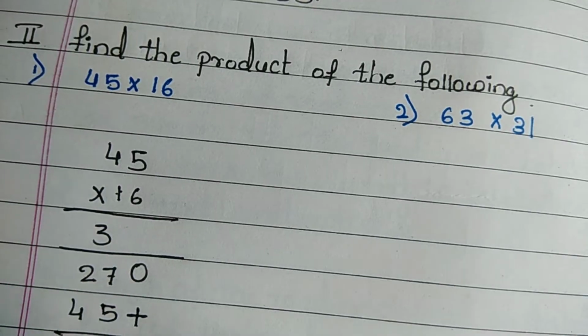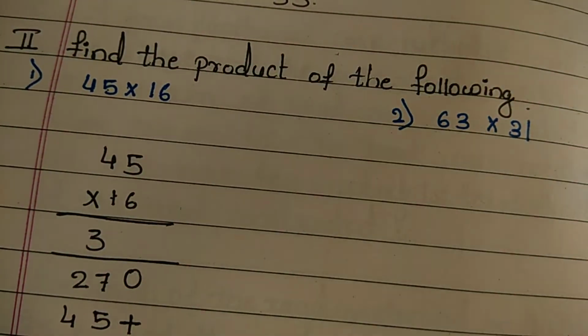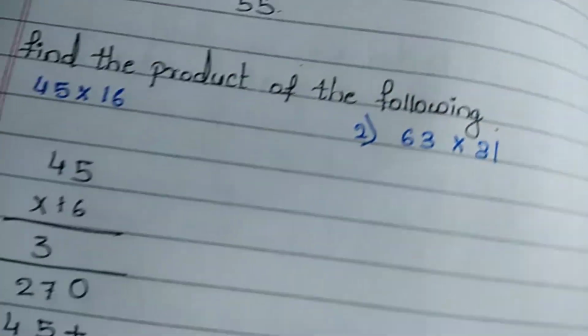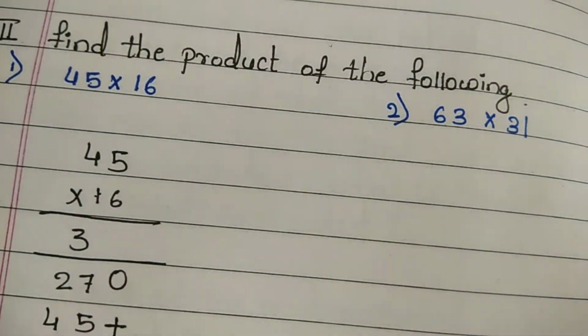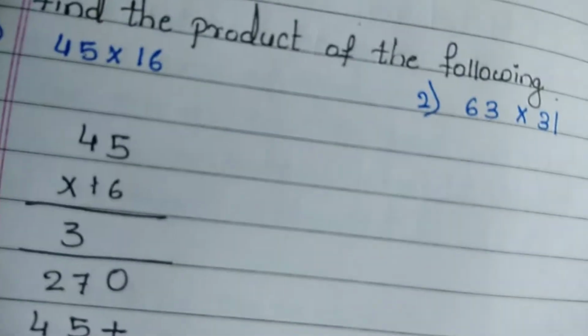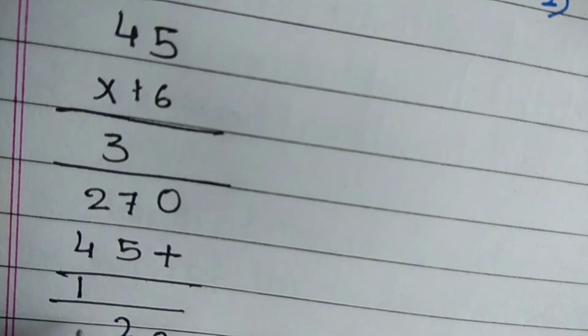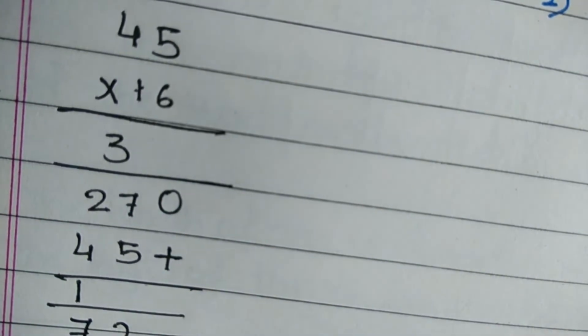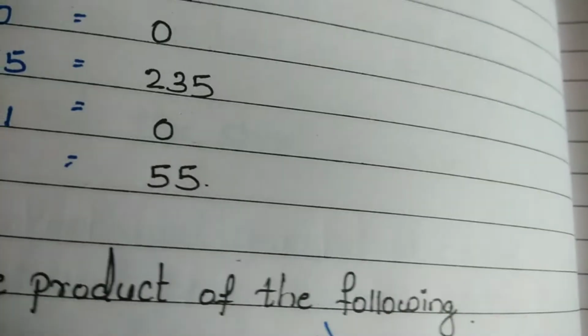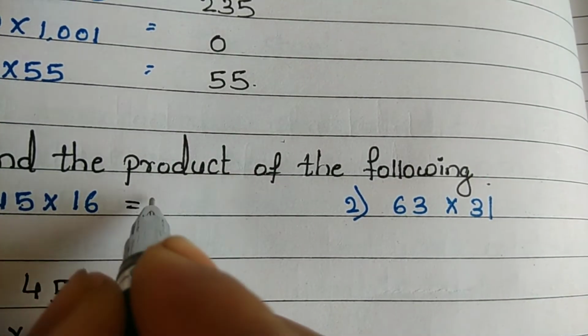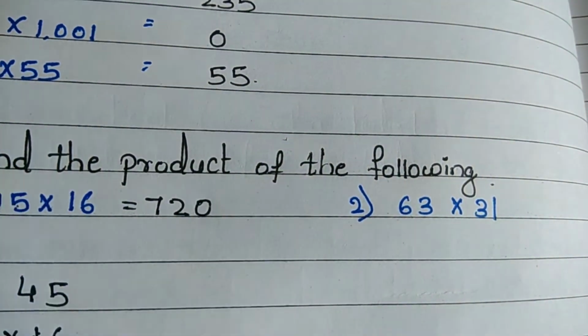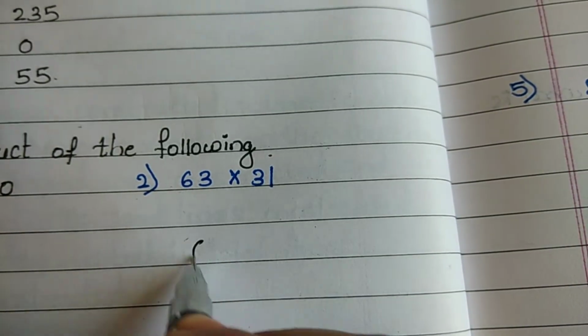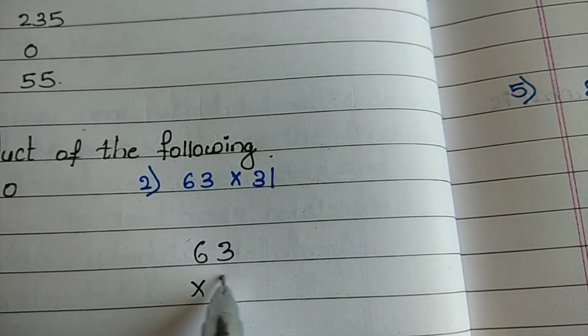Addition sign is there, so the last digit is 0. 7 plus 5 is how much? 12. Carry 1. 2 plus 4 is 6. 6 plus 1 is 7. Yes, our answer is 720. Second one, 63 into 31.